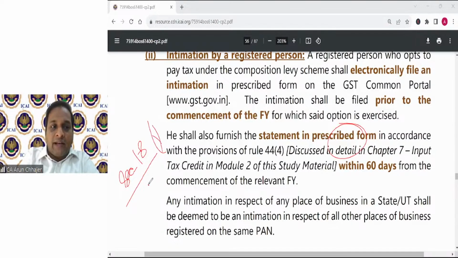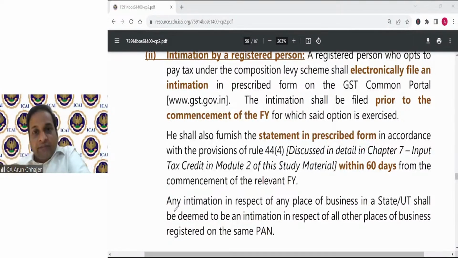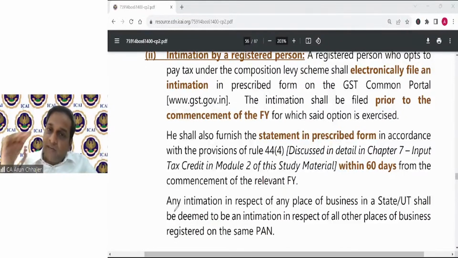There are 18.1, 18.3, 18.4. We will discuss multiple provisions of section 18, wherein we will see what form is to be filled when you are switching to composition. Because in that case, whatever ITC is there, you have to reverse your ITC. So we will discuss ITC-01, ITC-02, ITC-03. These are the forms to be discussed in the ITC chapter, not now.